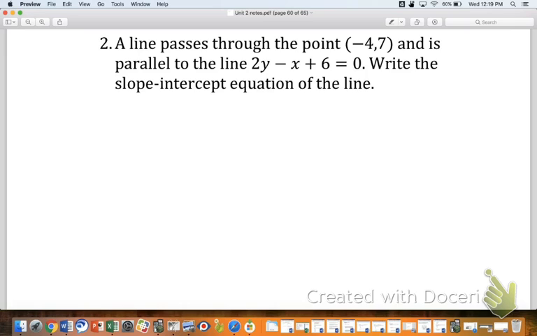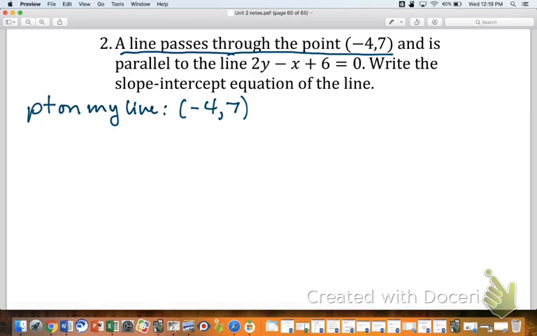So we are told that a line, the one that we're trying to find, passes through the point -4, 7. So remember, there's two things we got to have, a slope and a point. After reading that first phrase, what do I have? I have the point that's on my line. That makes sense? Okay, so I'll just write this over here. The point on my line is -4, 7.